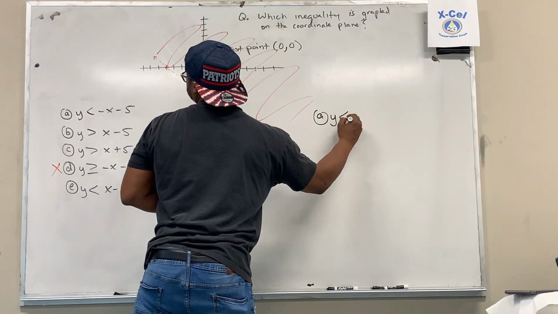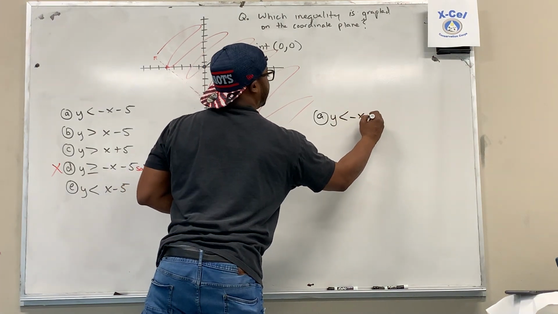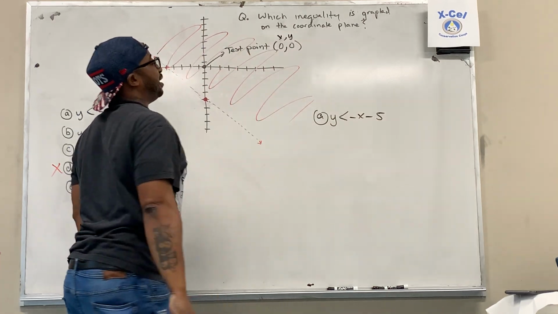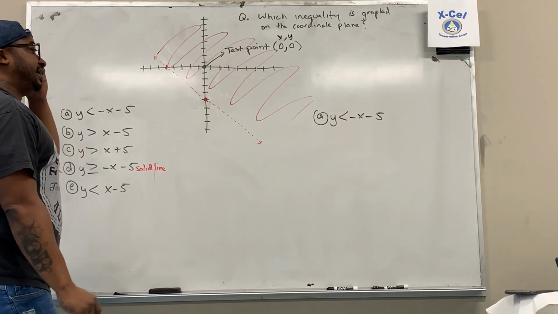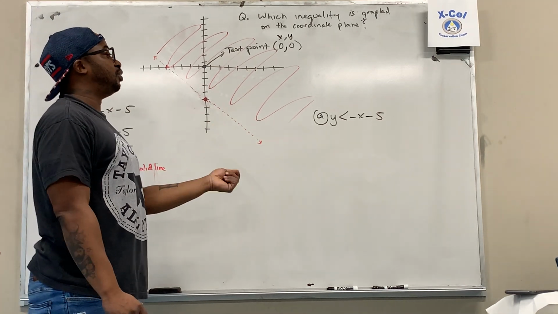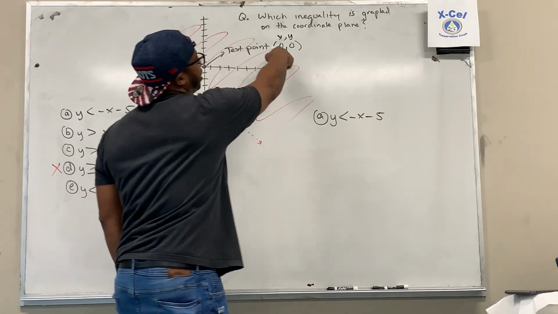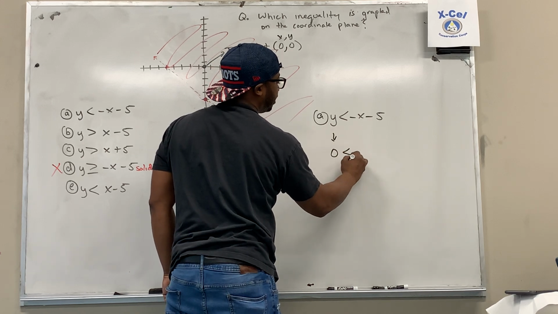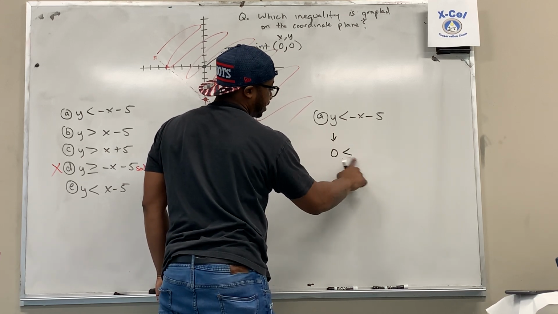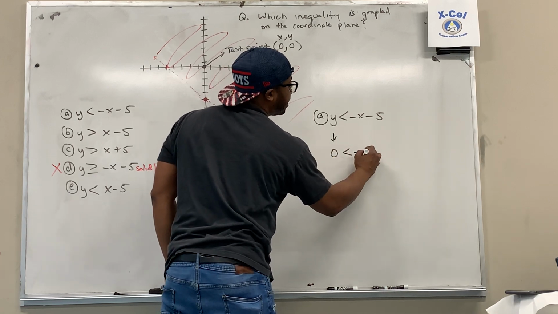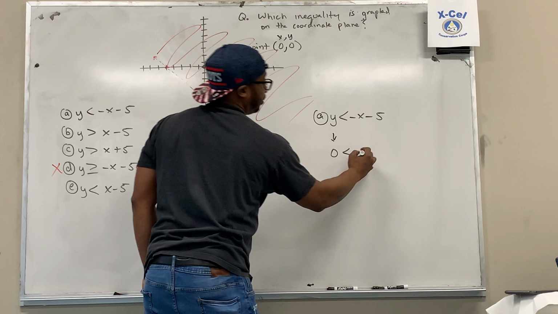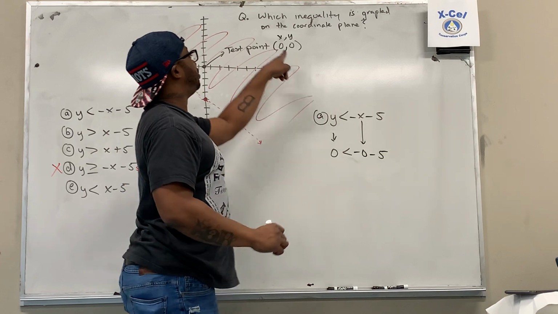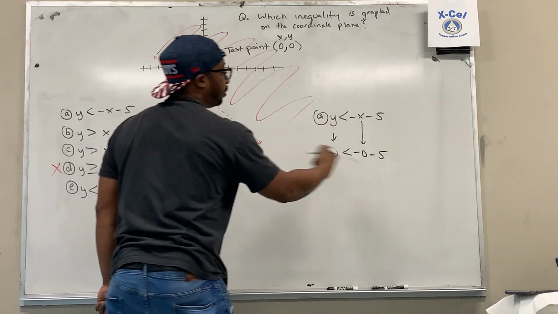A is y is less than minus x minus 5. Now remember, these are x and y's. So I'm going to plug it in. If the statement is true, if it says yes, then this is my answer. Now I'm going to plug this x and this y into here. Now y is going to become 0. Leave the less than sign. Minus x, x is 0. Then we put the minus 5. You see how I just substitute the x, y? I plugged it in. Now I'm going to do the math.